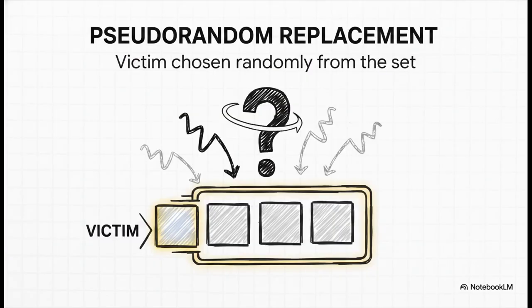The other main way of doing things is pseudo-random. And just like the name says, instead of that predictable, orderly cycle, the controller just randomly picks a victim from the available lines. There's no sequence at all. It's interesting because most ARM cores actually support both of these policies, which gives designers a choice between being predictable or being random. And as we're about to see, that choice can have some massive consequences.